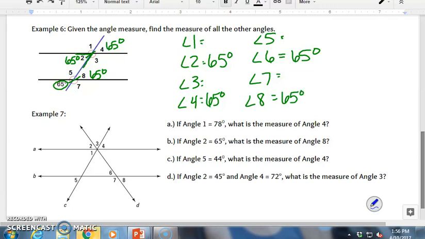I'm going to use the fact that I know that angle 2 and angle 5 are consecutive interior, and that the two of those together are going to equal 180. So if I take 65 plus, and I'm going to use B, and I subtract the 65 from 180, that B is going to equal 115.